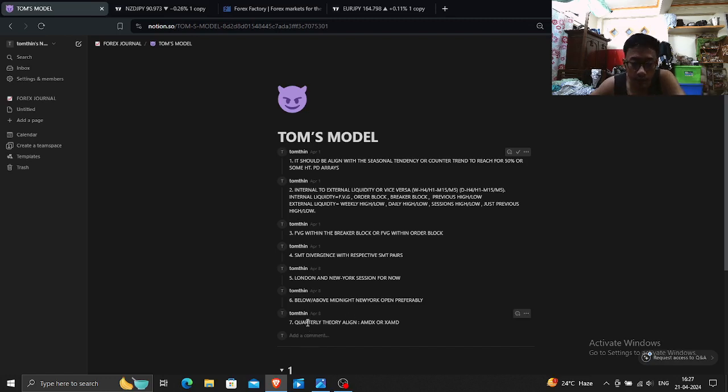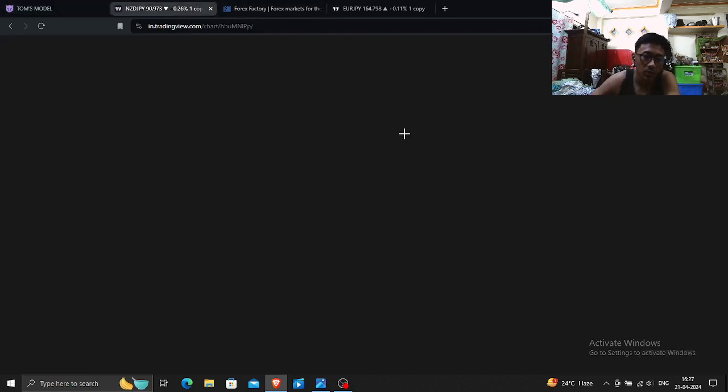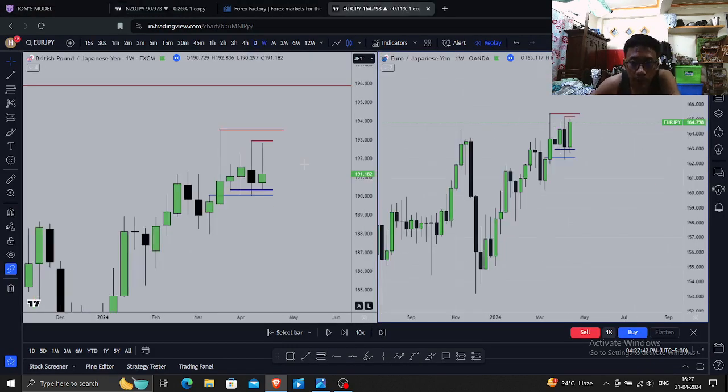And lastly, quarterly theory alignment. I usually tend to take trades from the second quarter to the third quarter. This is my sweet spot, because the second to third quarter is mostly manipulation and distribution. So I like it. I'm going to show you all of this.